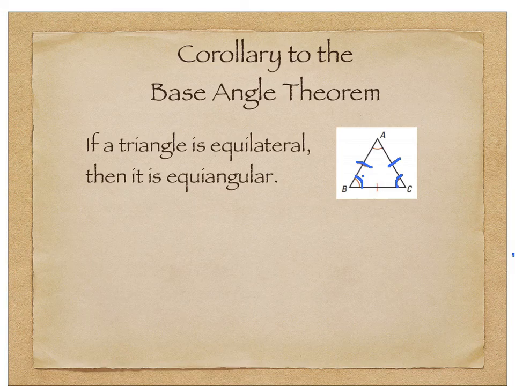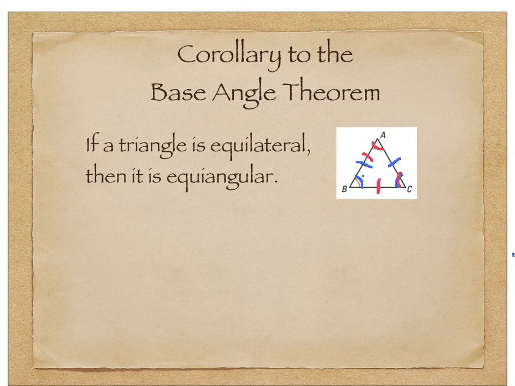But if we rotate that on our paper and we take this side and this side, now we've got these two angles being congruent to each other. So I think you can see that we have all three angles congruent to each other. So that makes this triangle equiangular. So if it's equilateral, then it's equiangular.